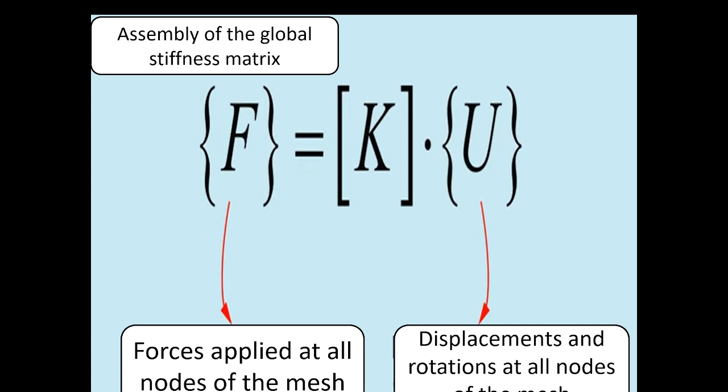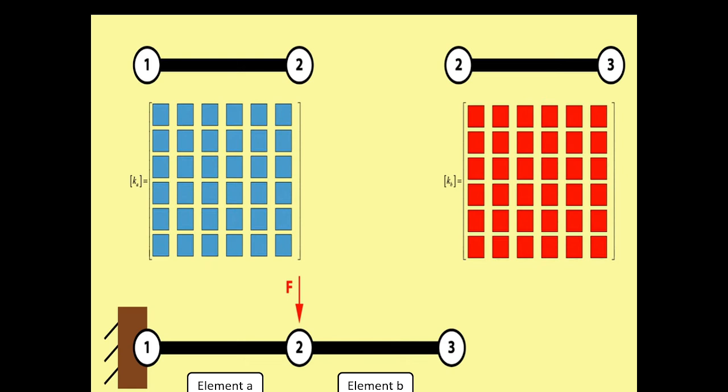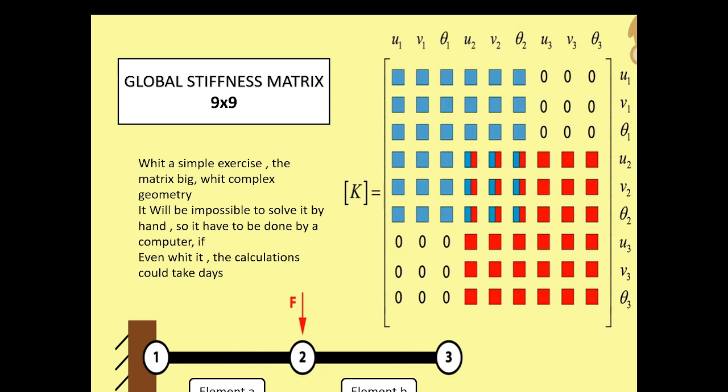So the next step is to assemble the global stiffness matrix, a matrix that relates all the displacements and rotations of the mesh with the applied force. Let's see an example. This beam has 2 elements, each with a 6x6 stiffness matrix, and these 2 elements are defined by 3 nodes with node 2 shared by both. The global stiffness matrix of the system will have an order equal to the total degrees of freedom, which are 9, 3 for each node.